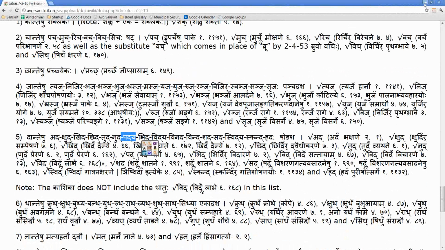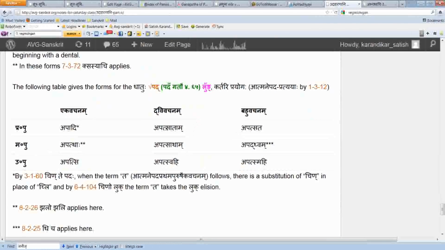So, in nisheda by 7.2.10, we get, of course, khari cha, dakarasya sthane chartva adeshaha, apatsatam, apatsata. This is the atmanepadeshu antaha. This jha takes the ata adeshaha. So jhakara takes the ata adesha, becomes apatsata, apatthaha, jhalam jhali, sich lopaha, sakara lopaha, apatthaha, apatsatam, same as apatsatam, apadvam, here we get dhvam 8.2.25. All these rules we have done previously, nothing new.